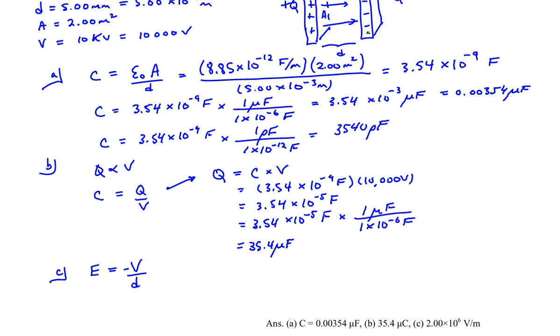Anyhow, substituting our voltage, we have 10,000 volts, and the distance between the two plates is, oh, not 1, actually 5 times 10 to the power of negative 3 meters. And this will give you E, the magnitude of E, to be equal to 2 times 10 to the power of 6 volts per meter. And that's it for this problem.